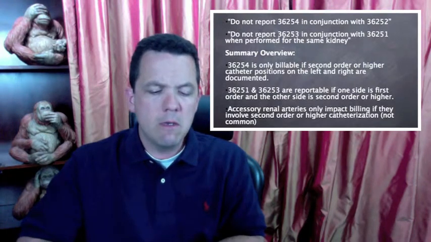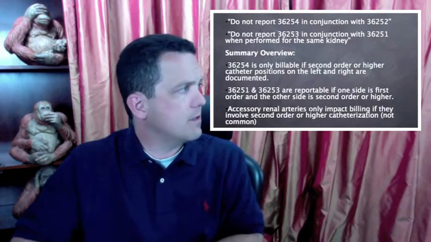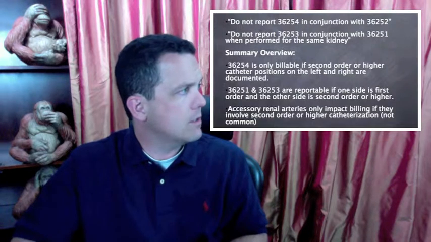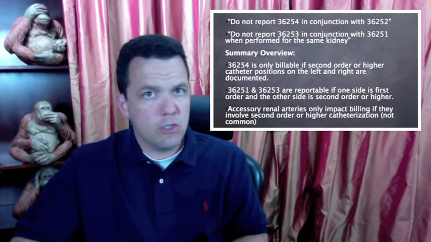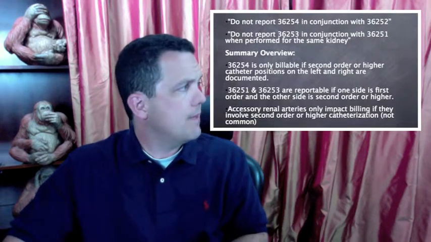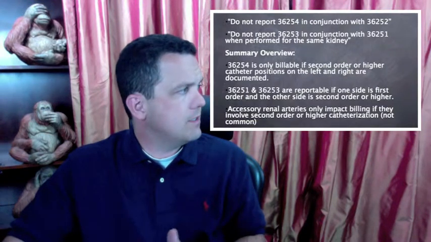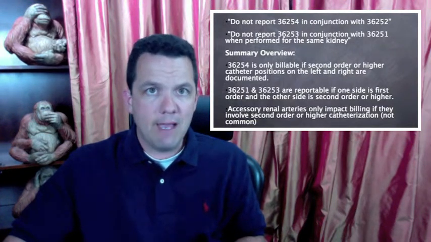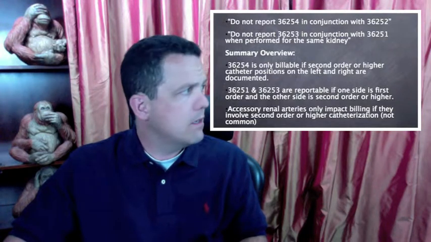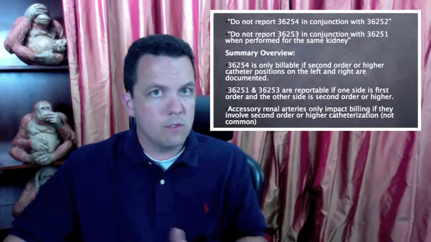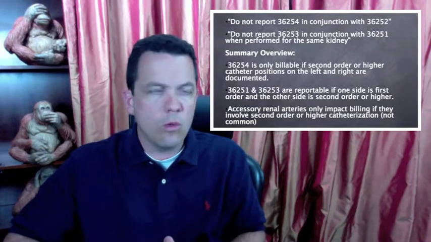if we go into a second order position in both the right and the left renal arteries. And the descriptors and the guidance that they give us in the CPT book really enforce this. Specifically, they tell us that we should not report 36254 in conjunction with 36252. That's the first thing that they tell us. So the 36254 says we're doing a bilateral second order or higher, and the 36252 says we're doing a bilateral first order selective cath placement. So it's either going to be one or the other.